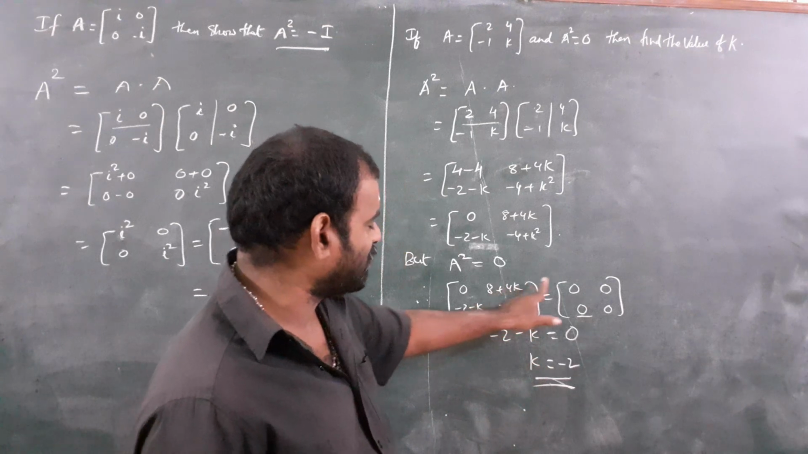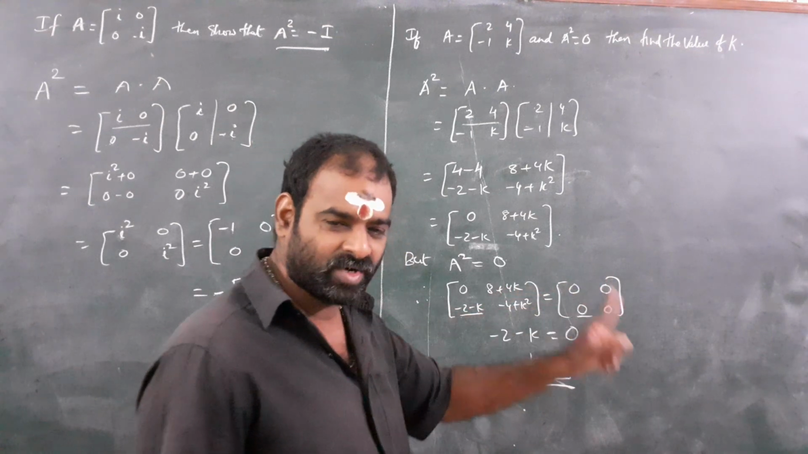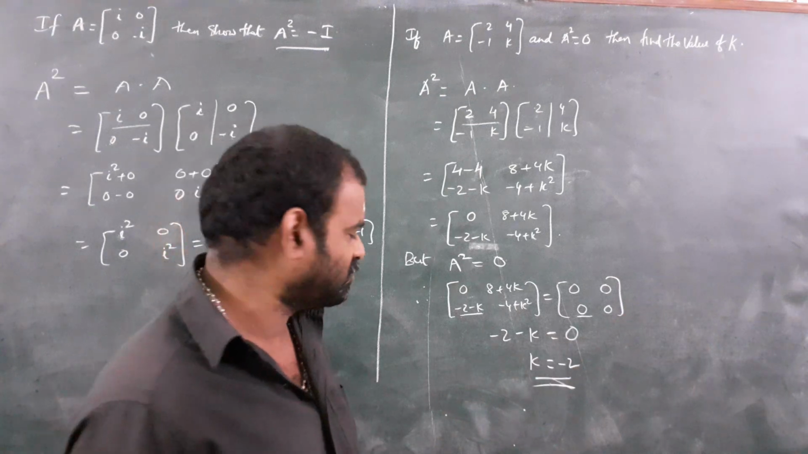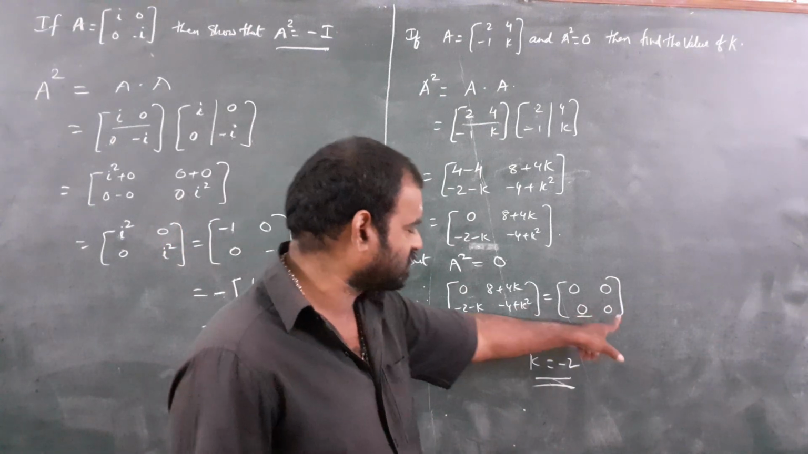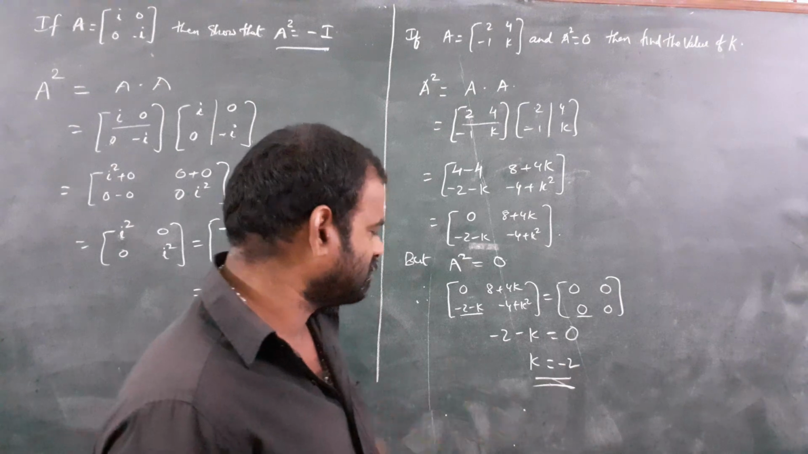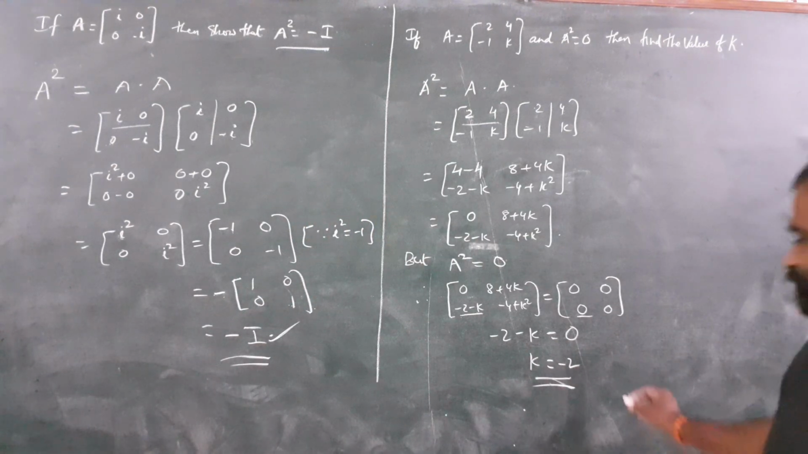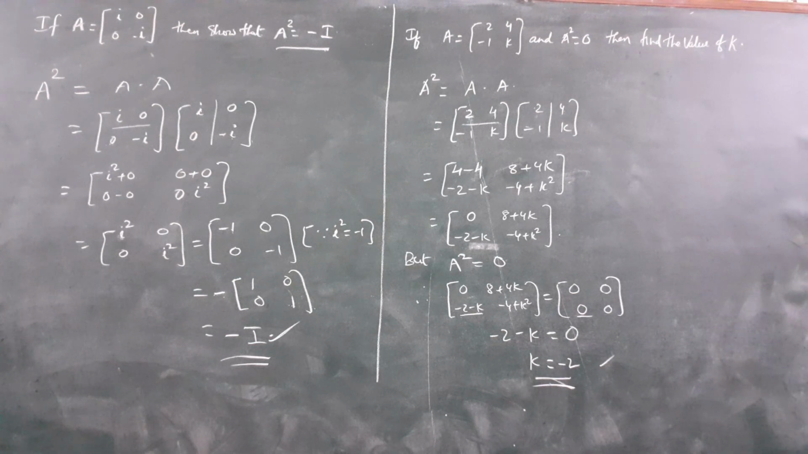ఉదాహరణకి తీసుకో 8 plus 4k ఈక్వల్ టు ఎంత? 0. 4k ఈక్వల్ టు ఎంత? -8. అంటే k ఈక్వల్ టు ఎంత అవుతుంది? -2. అలాగే పోనీ ఇది తీసుకో k స్క్వేర్ is equal to 4. k ఈక్వల్ టు ప్లస్ ఆర్ -2. దట్ మీన్స్ -2. ఓకే. సో దిస్ ఇస్ ద problem.